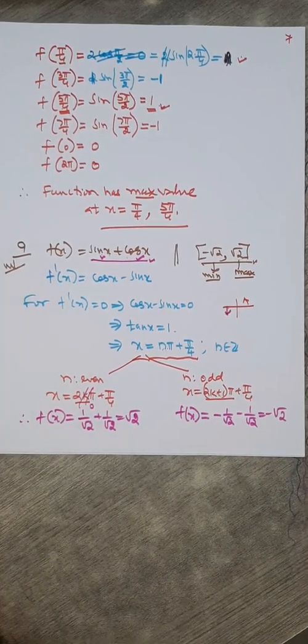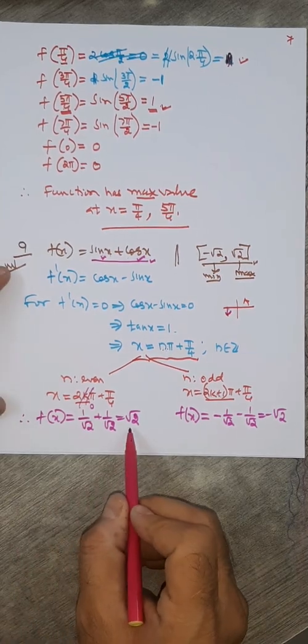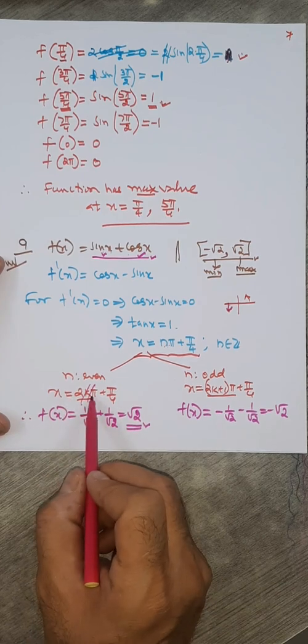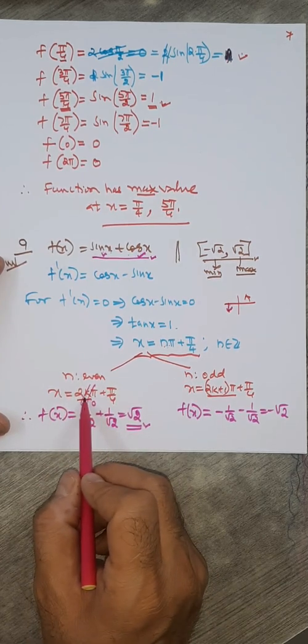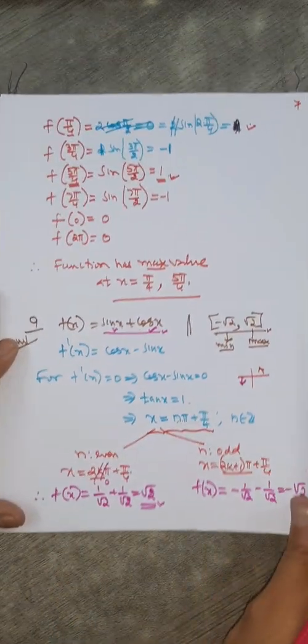So what's the conclusion from this? What's the highest value of the function? The highest value is this root 2. And where it attains it, it is at all these points: 2 pi plus pi by 4, 4 pi plus pi by 4, 6 pi plus pi by 4, and so on. So I'll write the final concluding line.